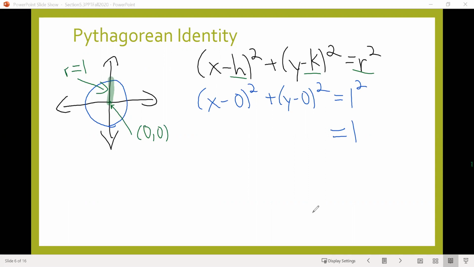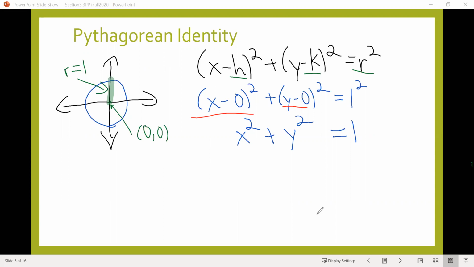If you think about these here, x minus 0, well, that will just be x. So we'd have x squared. Plus, similar thing with y minus 0, so that'll be y. And then squared will give us y squared. So we see then that the equation of the unit circle is given by x squared plus y squared equals 1.